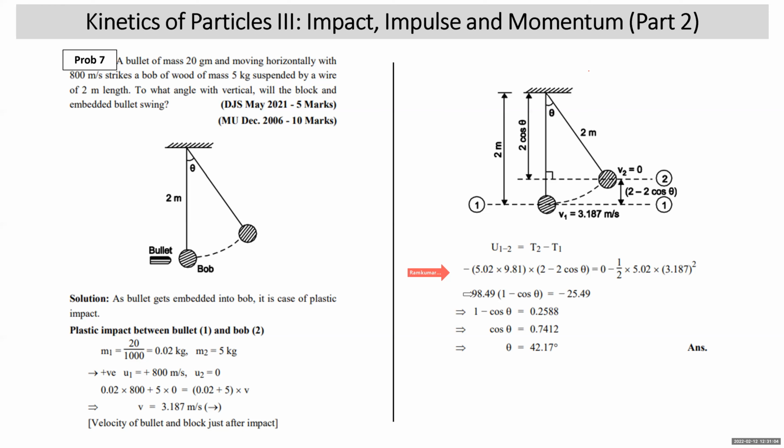If you solve and simplify, first you'll get 1 minus cos theta is 0.2588, then you get cos theta and then theta. So theta is the angle which this cord or wire makes with the vertical when it comes to rest. So this is the maximum angle. To what angle the block will be able to swing. So this is the angle by which the bullet embedded into the bob will swing, because then the system comes to rest. This type of problems are also asked many times in our examinations. We'll take some more problems on this.